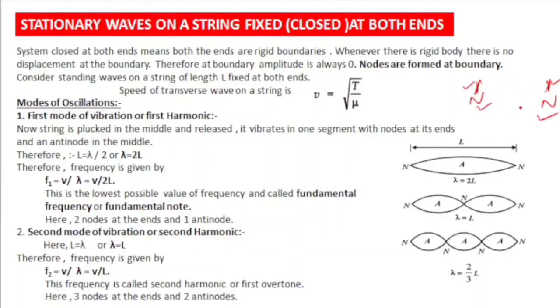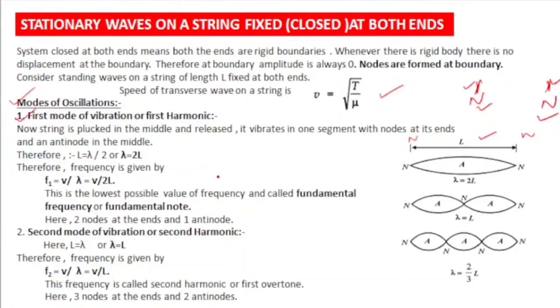Minimum displacement is there. And one more thing, you know that the speed of a transverse wave on a string is given by v equal to root over T by mu, where mu is mass per unit length and T is the tension in the string. Now, consider a string of length L fixed at both ends, with a node always formed at both ends. Now, I am going to discuss how standing waves are formed in different modes of oscillation or vibration.